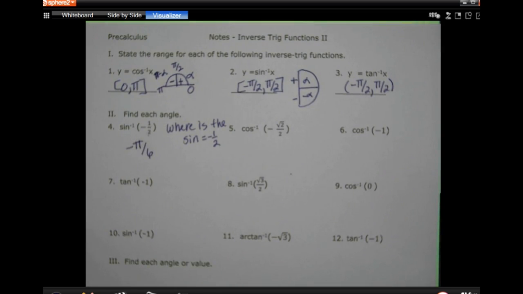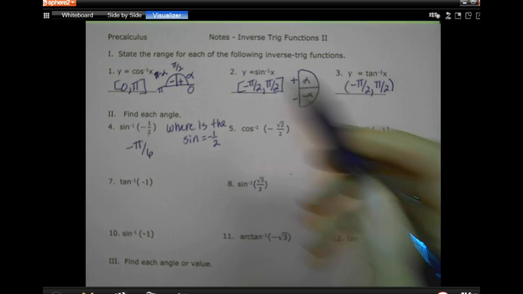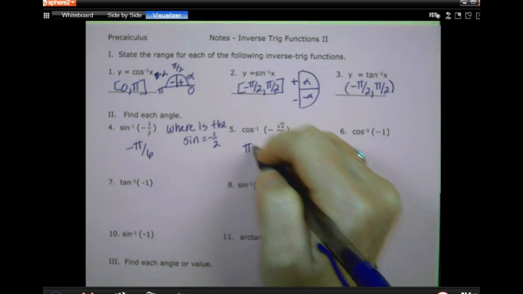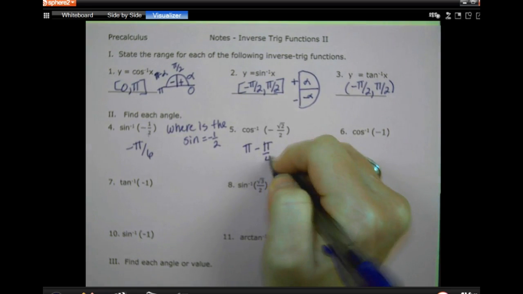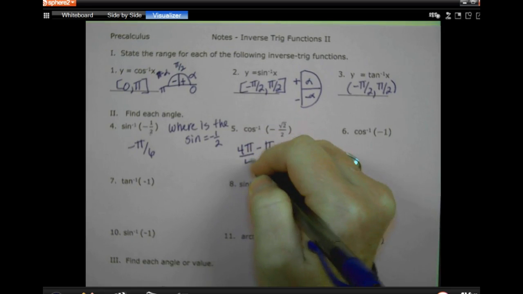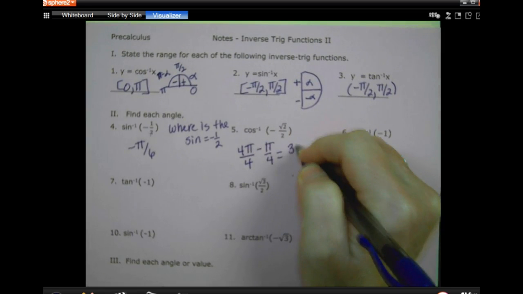So the cosine of negative square root of 2 over 2. Square root of 2 over 2 is at pi over 4, right? But that's the positive one. If I want the negative one, I have to take pi minus pi over 4. So it'd be 3 pi over 4. Correct. So you put these over common denominators, and we get 3 pi over 4.